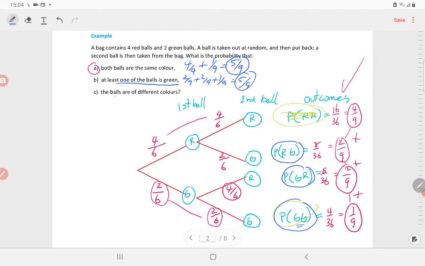The last question, the balls are different colour. So different colour means either this one or this one. So red, green plus green, red. So we could write that down. Red, green plus green, red. So red, green, 2 on 9 plus green, red, 2 on 9, and you'll get 4 on 9. So that's the chance that they are a different colour.